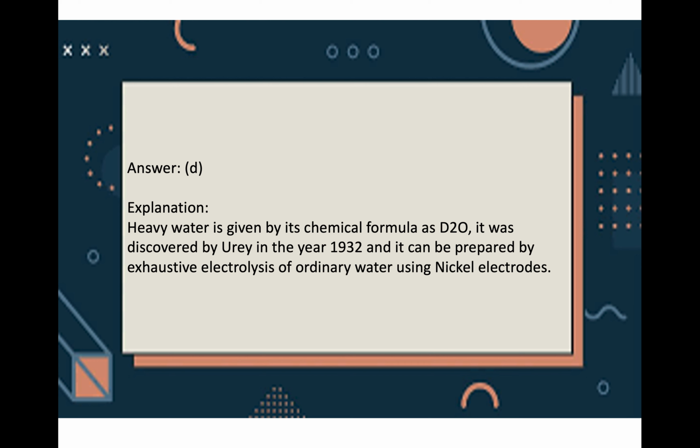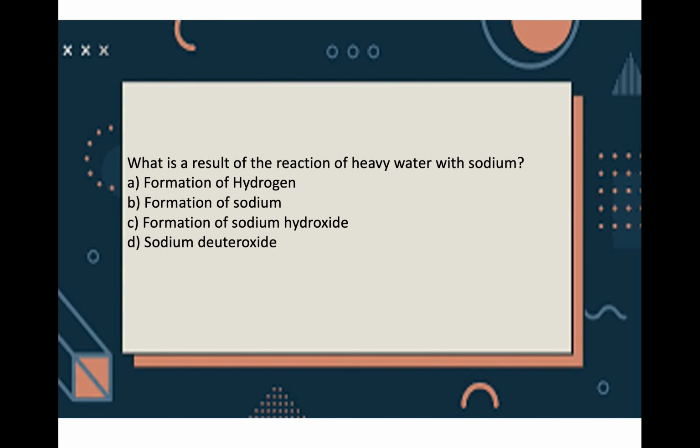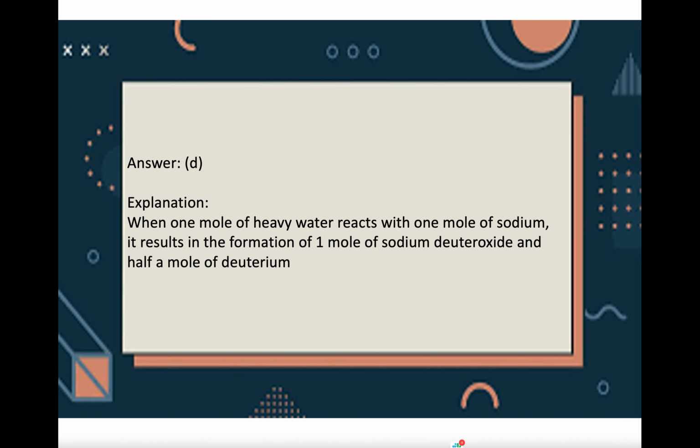So who discovered it? Urey, in the year 1932. How is it prepared? By electrolysis of ordinary water with nickel electrodes. Now what is the reaction of heavy water with sodium? Formation of hydrogen, formation of sodium hydroxide or sodium deuteroxide. So option D is the answer, because 1 mole of heavy water reacts with 1 mole of sodium and results in the formation of 1 mole of sodium deuteroxide and half a mole of deuterium.